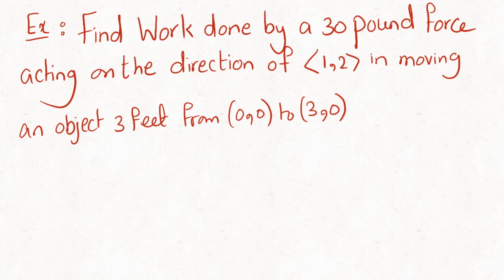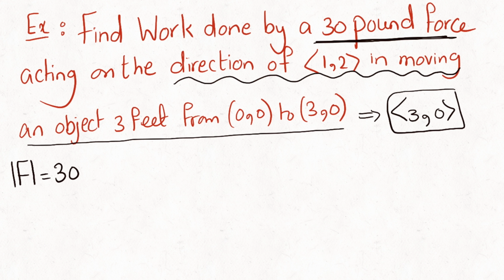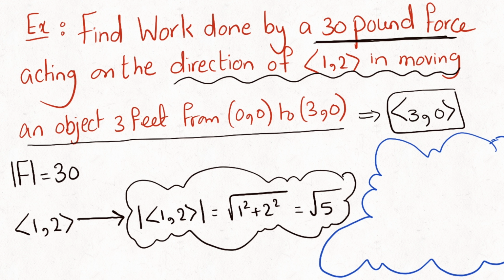Work done. To find the work done of a 30-pound force acting in the direction of the vector (1, 2), for an object moving from (0, 0) to (3, 0). Now, first of all, when you have an object moving from the origin to (3, 0), it means he's talking about the vector (3, 0). Now, the magnitude of the force is 30. We have to find the magnitude of the vector (1, 2), and the work done will be according to the rule in front of you.